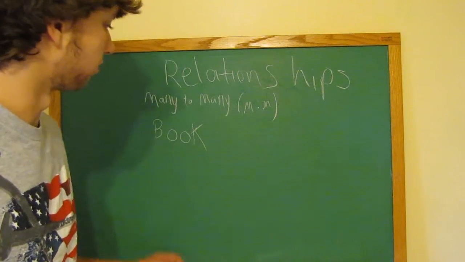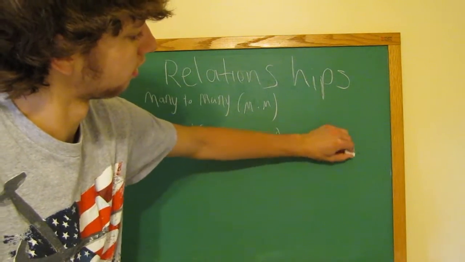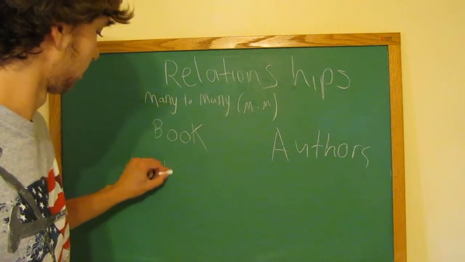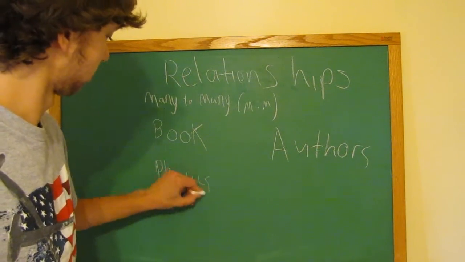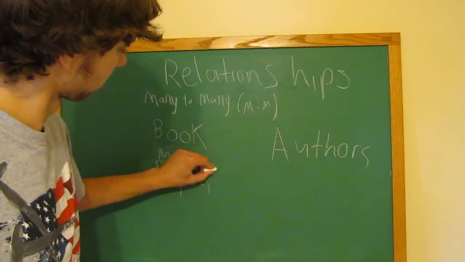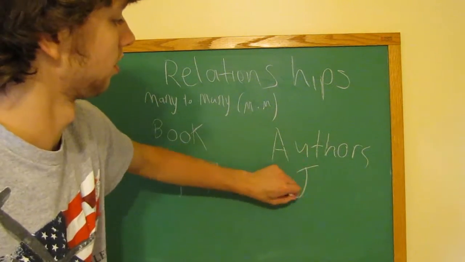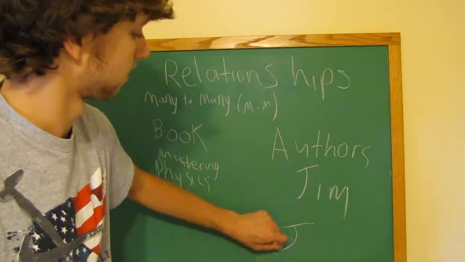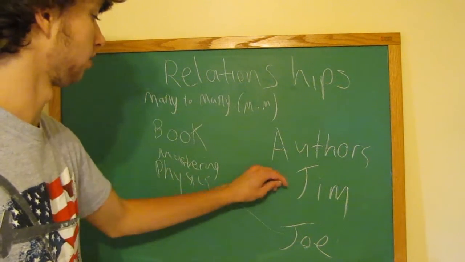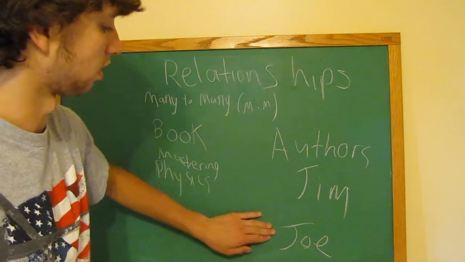Okay, we have a table of books, and we also have a table for authors. Now we have a book called Mastering Physics. Mastering Physics could have been written by, let's say, Jim and Joe. Jim could have written Mastering Physics, and so could Joe, because they could have worked together as a team and split the income, all that stuff.